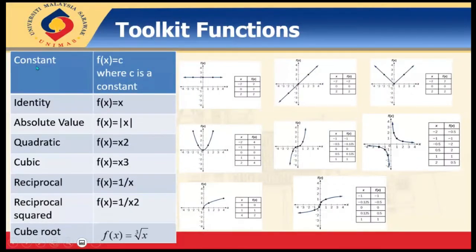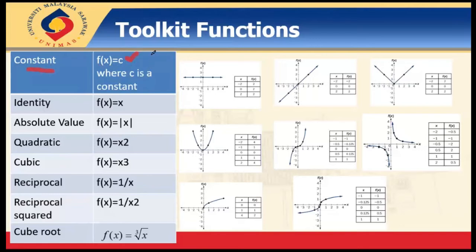Constant functions are such functions that whatever input you give, its output is always the same. This is why it is called a constant function. It is written like this: f of x equals c, where c stands for constant.